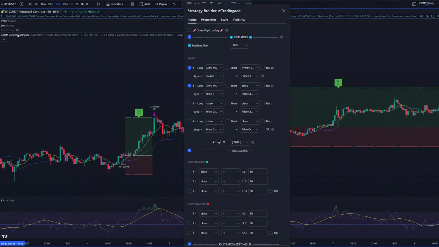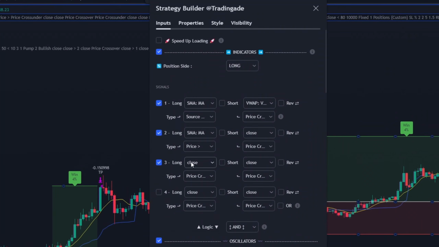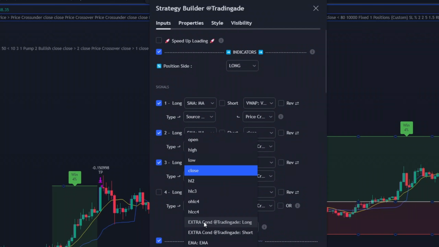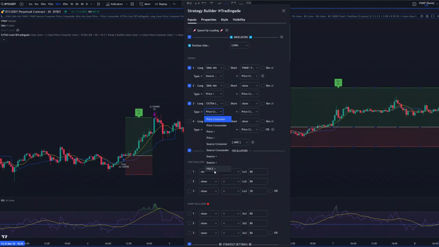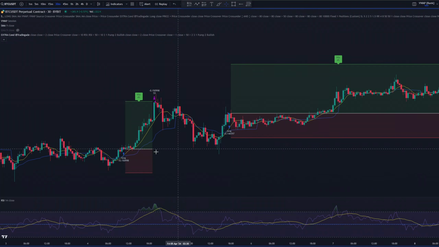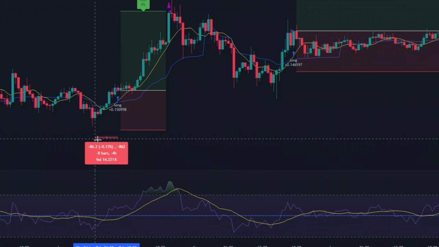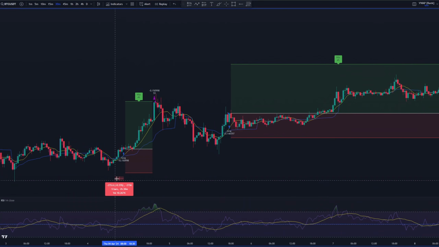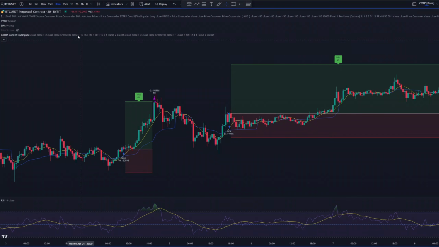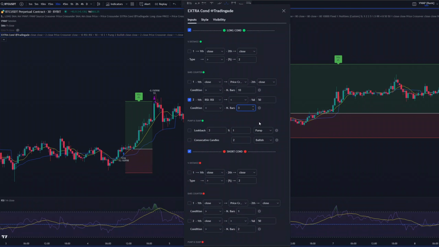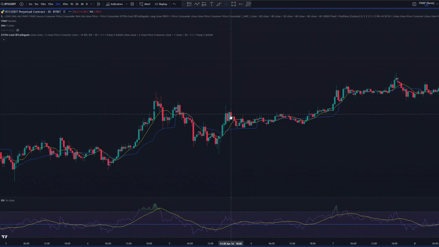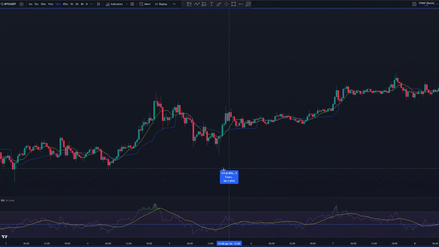In order to integrate this extra condition indicator in our strategy builder, it's really simple. We just need to turn on another signal. Here we will select extra condition long, and here we will set type as price equal. That's fine. As you can see here, we still have our long entry signals because the condition was true within the last 10 bars. In fact, as you can see here, we have 5 bars, and here the same as well. But if we set here, let's say 3 bars, our long entry signals will disappear because from the long entry signal to the RSI condition, there are more than 3 bars.